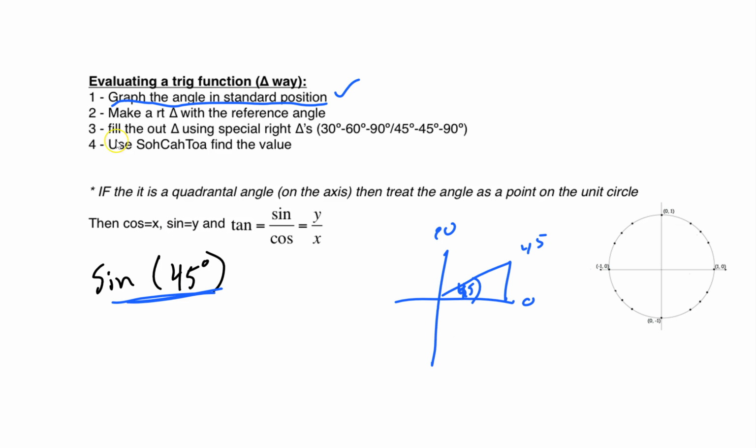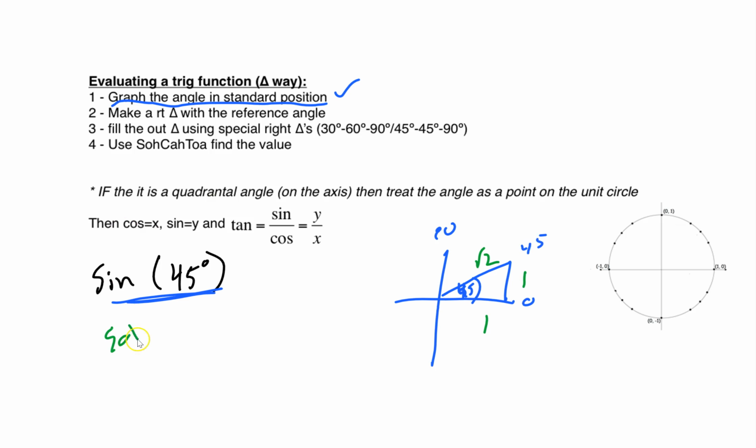Now, if I'm doing the triangles, which I'll show you next, how do we do the triangle method? If it's 45, I know what the sides are. So again, a 45-degree triangle is 1, 1, radical 2. What do I do next?